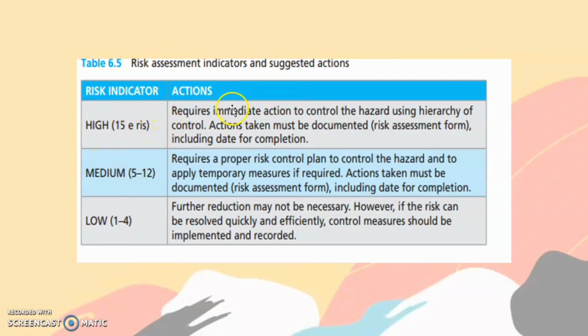So the action that we need is to require immediate action to control the hazard using the hierarchy of control. Actions taken must be documented in the risk assessment form, including a date for completion.